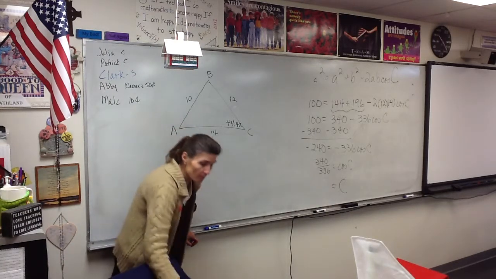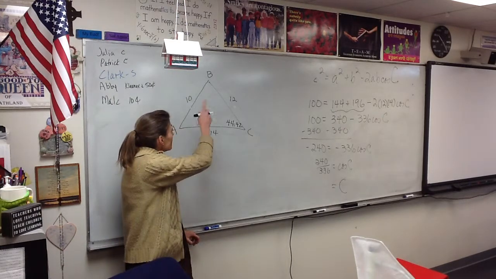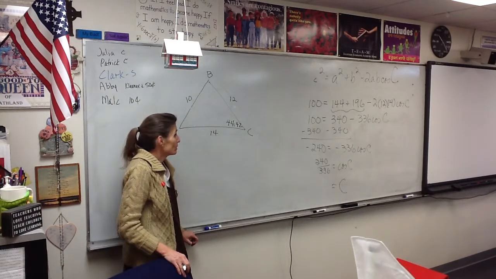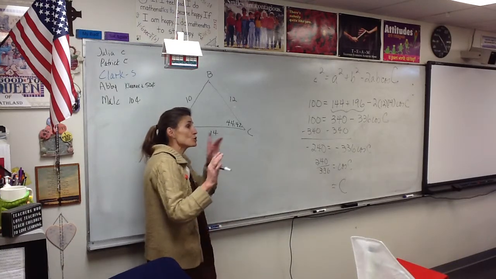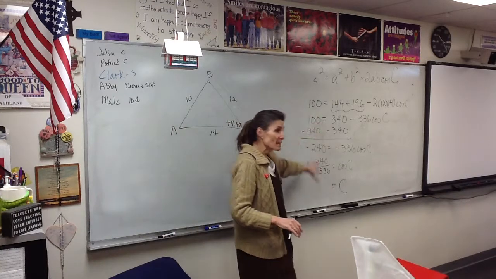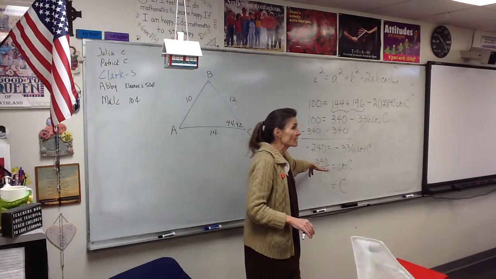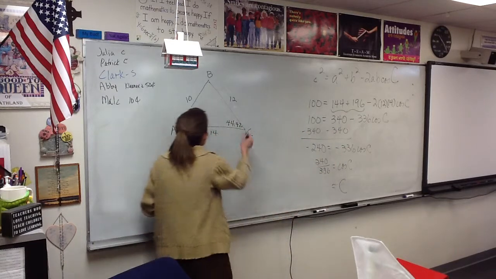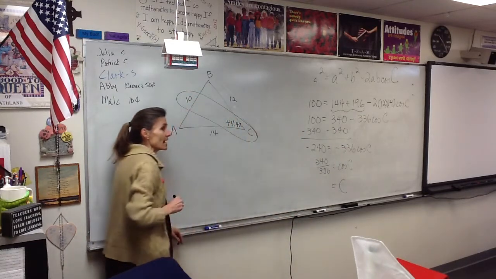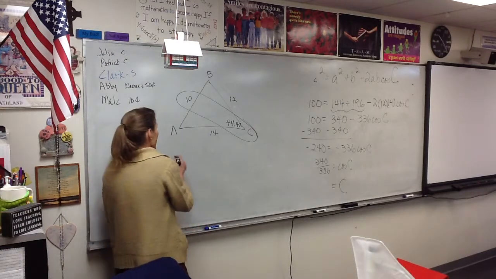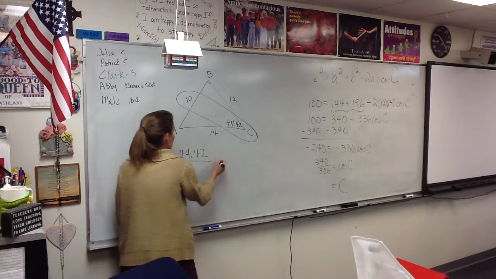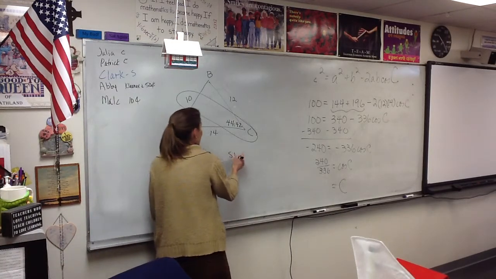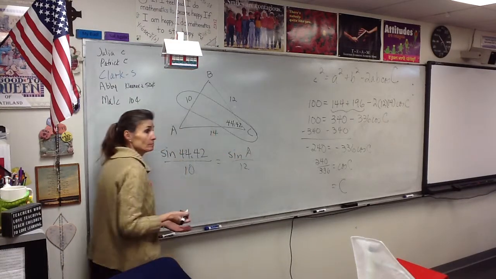You are not done with the problem, though. You still have more to find. B and A. We still have B and A to find. What's your thought? Now, could we repeat the process with a different angle? Yes. But what might be easier now that we have an angle? Law of sines. So we can say sine 44.42 over 10 equals sine A over 12, maybe?